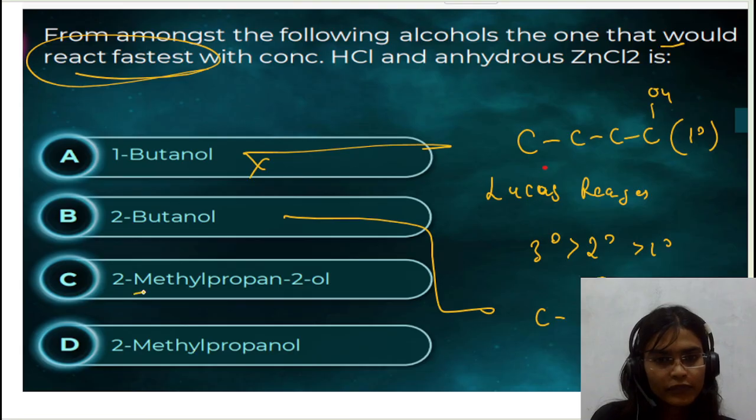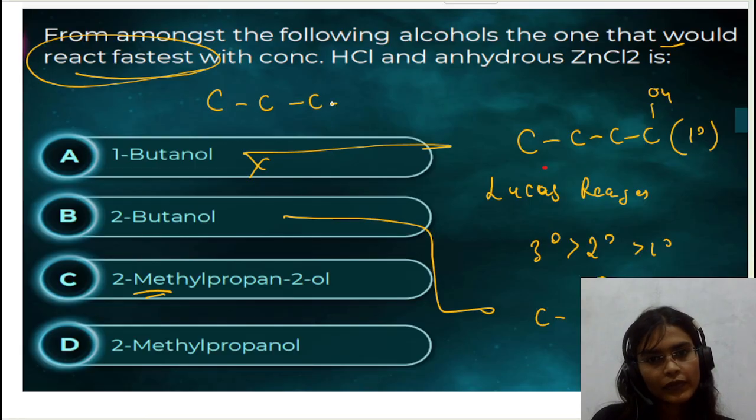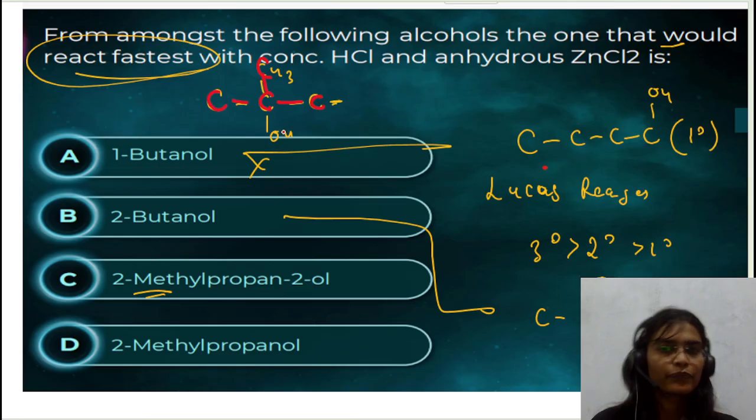So let's see this one, 2-methylpropan-2-ol. One carbon, two carbon, three carbon. At the second position we have a CH3 group and here we have an OH group. If you observe, this is a tertiary alcohol. I hope you already know how to identify tertiary: this carbon is connected with one carbon this side, two carbon this side, and three carbon total. So it's a tertiary alcohol, and hence this is going to be the correct answer to this question.